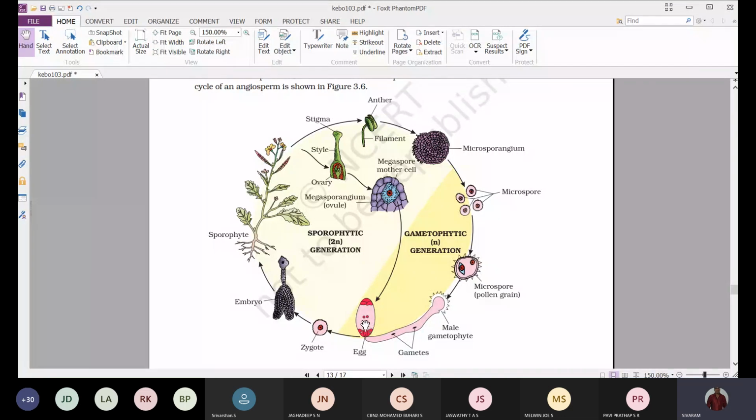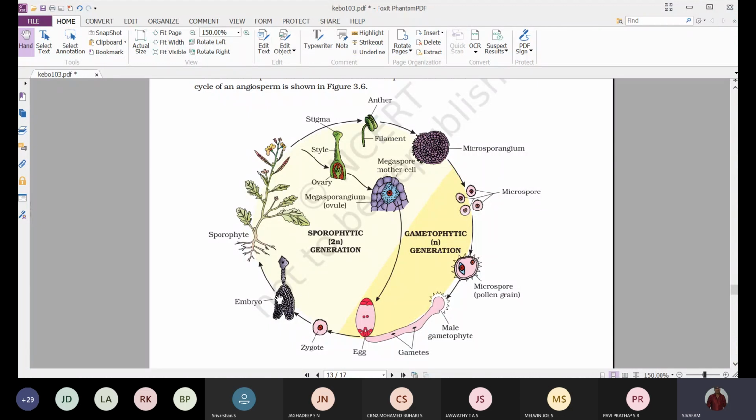After double fertilization, the primary endosperm nucleus develops into endosperm and the zygote develops into the embryo. This embryo may consist of either 1 cotyledon or 2 cotyledons, which are enclosed inside the seed. The ovules after fertilization mature and are converted into seed. And the ovary after fertilization matures and develops into a fruit.